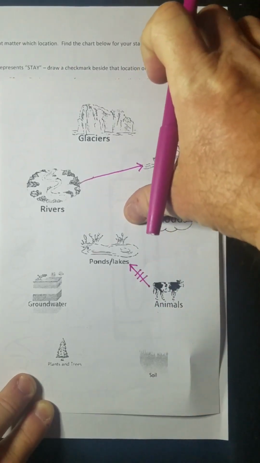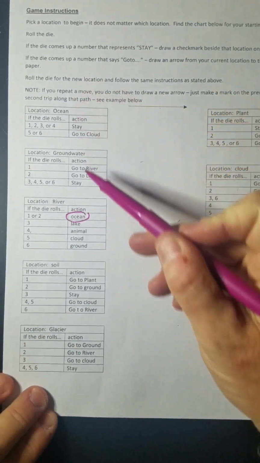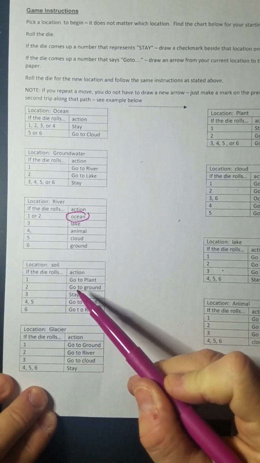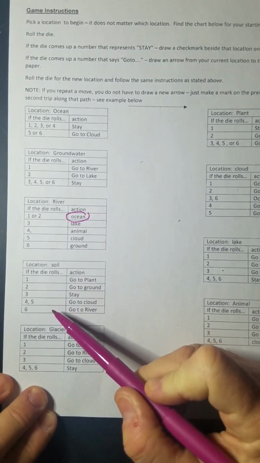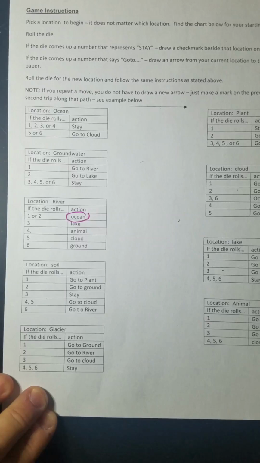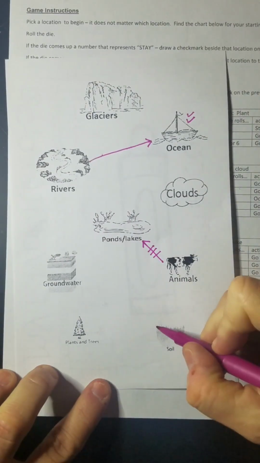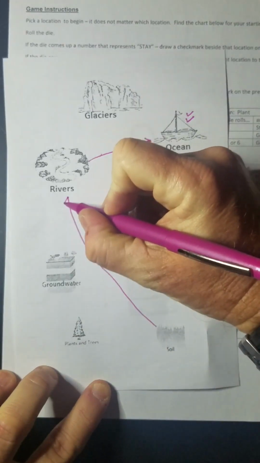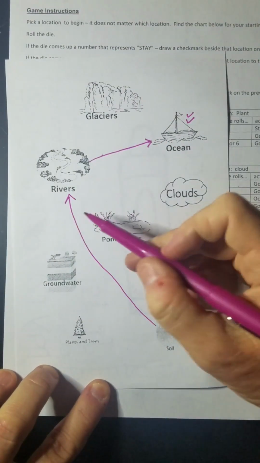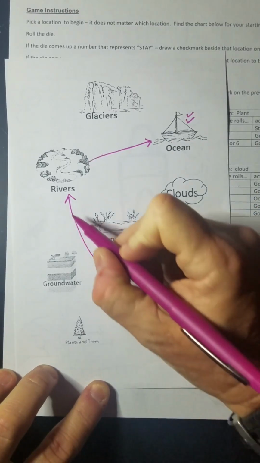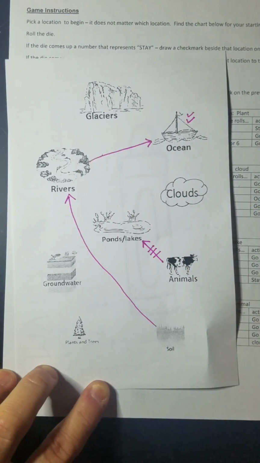Okay. So you can see you have to use the game instructions board. If you're in soil and you roll a 3, you would stay. But if you roll a 6, you would go to river. So you could be at soil, and if you rolled a 6, you would go to river. Make sure you draw these as arrows, that you started here and you went that direction.